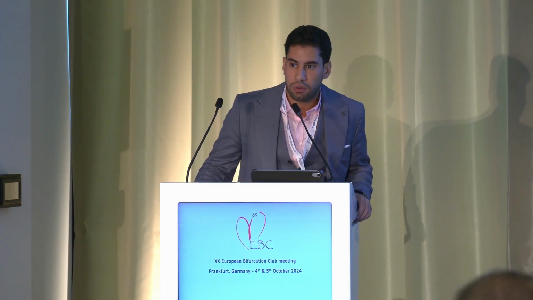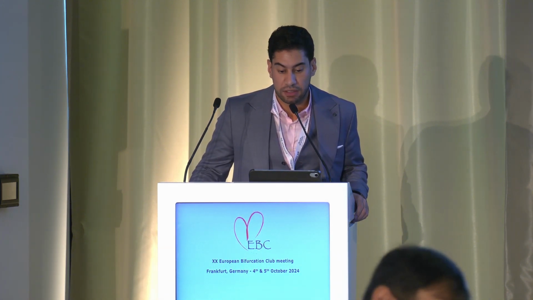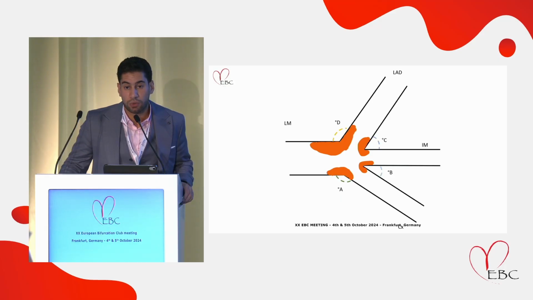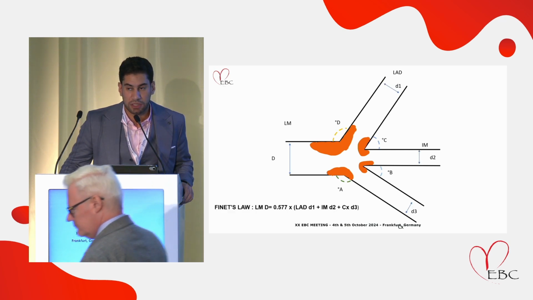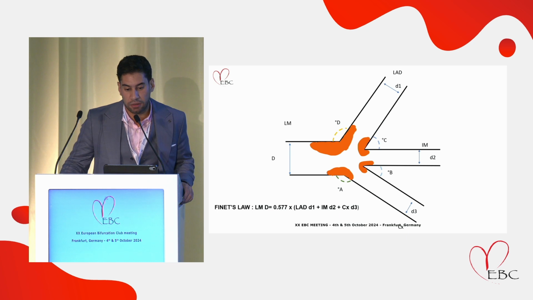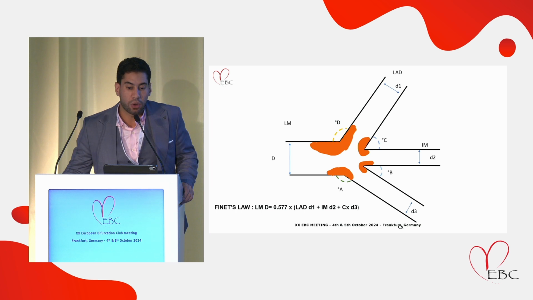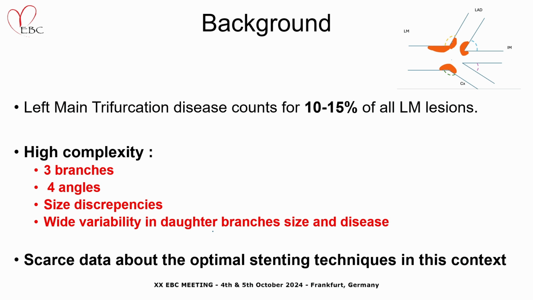As we may know, left main trifurcation represents 10 to 15% of left main disease. And it goes without saying that it's a complex lesion. Why? Obviously, because it includes 4 angles. There is quite a big discrepancy between sizes of the left main and the side branches. Also, there is different involvement of the ostia of the side branches, and there is scarce data about the optimal stenting technique in this context.